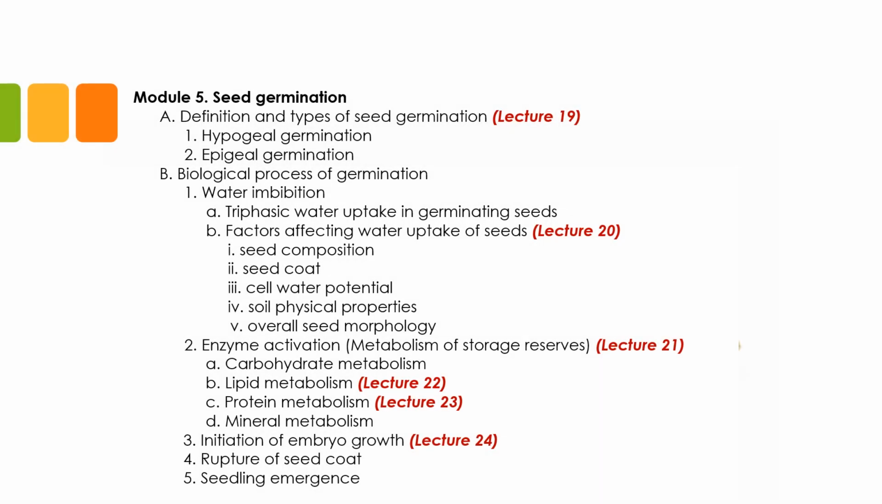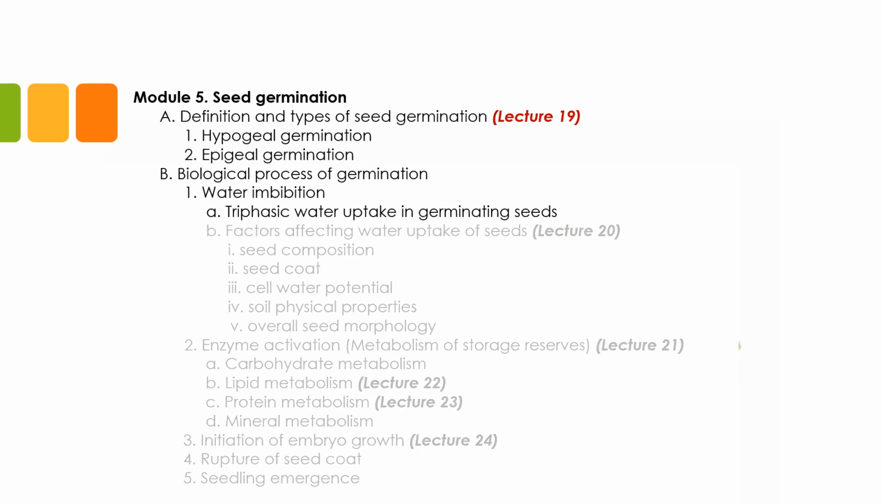In this module, we will look at the different types as well as the various steps that describe the biological process of germination, beginning from water imbibition, enzyme activation, initiation of embryo growth, rupture of seed coat, and seedling emergence. This lesson in particular will cover the two types of germination as well as water imbibition as the first step in seed germination.